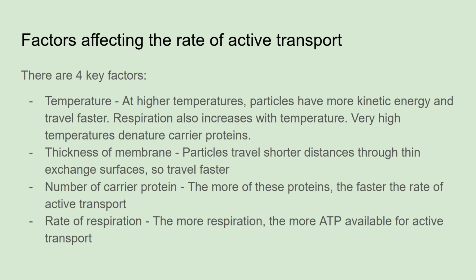There are 4 factors that affect the rate of active transport. We have temperature, and at higher temperatures, particles have more kinetic energy and travel faster. Respiration also increases with temperature. However, very high temperatures denature carrier proteins and decrease the rate of active transport. The thickness of the membrane means that particles travel shorter distances through thin membranes and travel faster. The number of carrier proteins, so the more of these proteins, the faster the rate of active transport. And the rate of respiration, so the more respiration, the more ATP available for active transport.